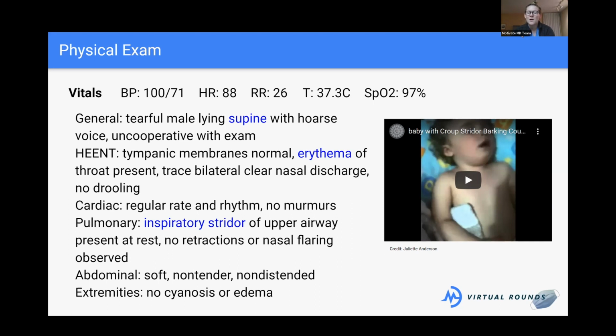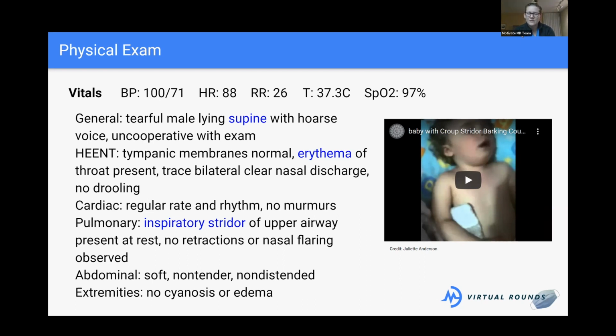His pulmonary exam is probably the most interesting and significant of his physical exam. So the first thing we notice is that he's got this inspiratory stridor. And rather than explaining, I have a video that I'll show before we move on to the next slide. That's present at rest. And then he also has no retractions or nasal flaring. And the reason I put these in is that those can be signs of more severe respiratory distress that we'd want to look for in kids who can't otherwise communicate that they're having trouble breathing.